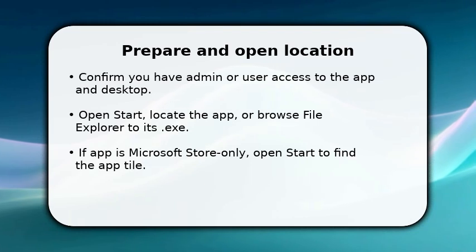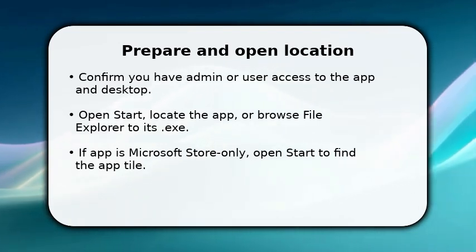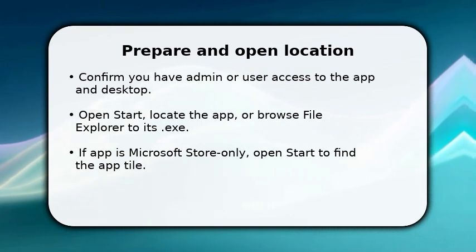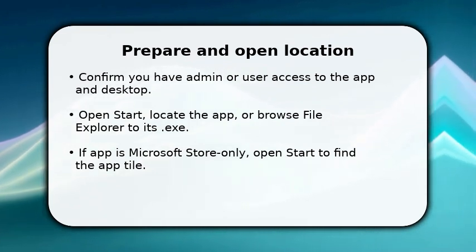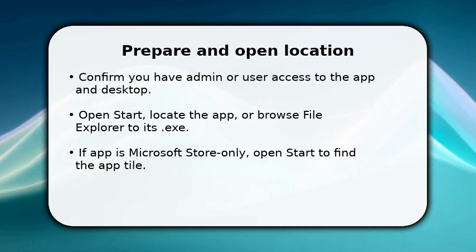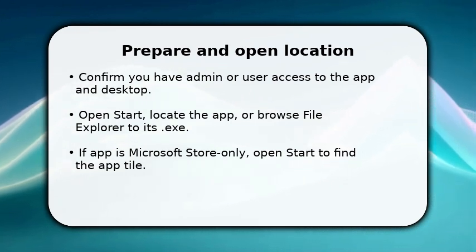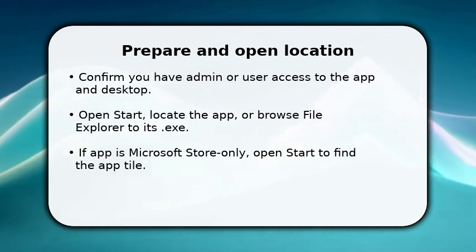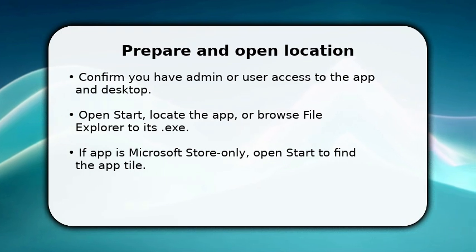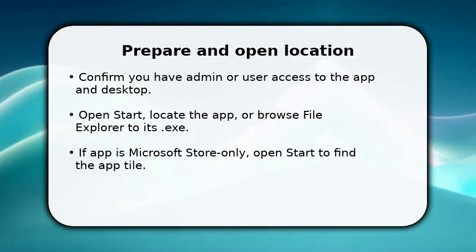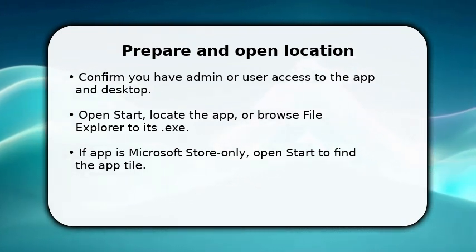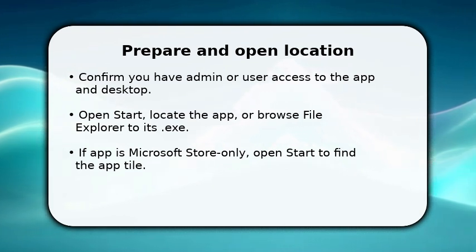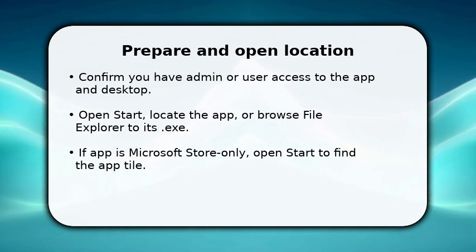You'll start by locating the app file or tile so you can create a shortcut. This matters because the desktop shortcut points to a specific executable or app link. Open Start and type the app name, or open File Explorer to the program's installation folder and find the exe. Once done, make sure File Explorer and Start are visible so you can drag or right-click without losing focus. This initial step prevents broken shortcuts and ensures you create a reliable desktop link.